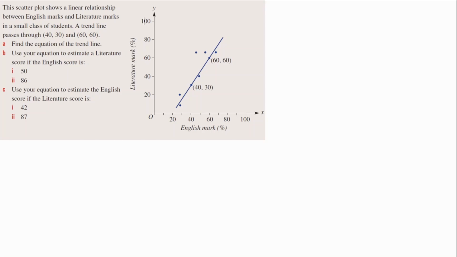And this is the example question we'll be working with. So this scatter plot shows a linear relationship between English marks and literature marks in a small class of students. A trend line passes through (40, 30) and (60, 60). So we need to find the equation of the trend line. It's given us the 2 points to work with. So remembering our formula from before, m equals (y2 minus y1) over (x2 minus x1). You might want to write that down just so you don't forget.